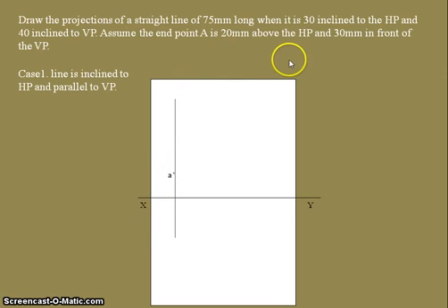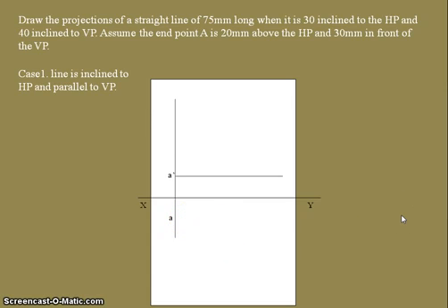In the top view we can see the distance of that point from the vertical plane. So that is 30 mm in front of the vertical plane, which we can see in the top view. In the top view, we get the point below the XY reference line with a distance of 30 mm. So that is endpoint A with a distance of 30 mm.